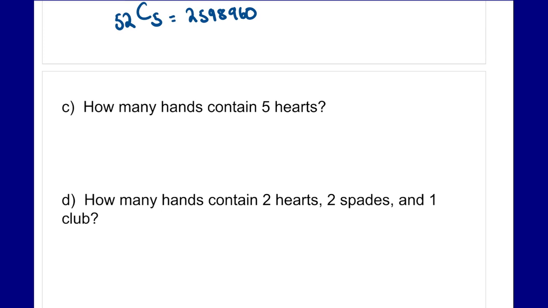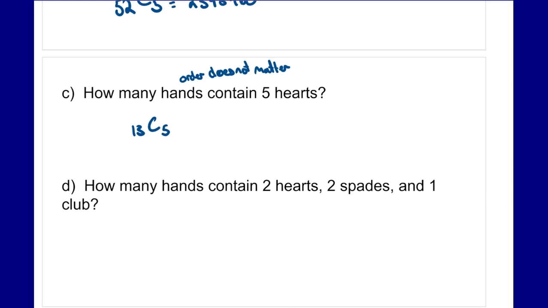Now, how many hands contain 5 hearts? Again, talking about hands, order does not matter. So in this case, I have 13 hearts, and I'm going to choose 5 of them. So 13 choose 5.